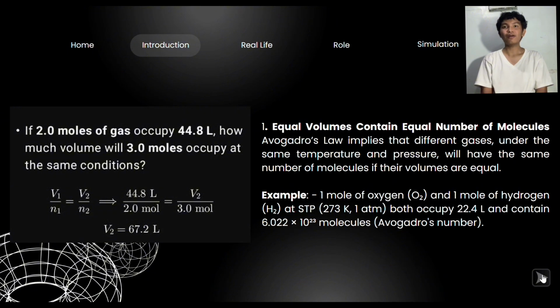For example, 1 mole of oxygen and 1 mole of hydrogen at STP both occupy 22.4 liters and contain 6.022 times 10 raised to 23 molecules. This is known as Avogadro's number.